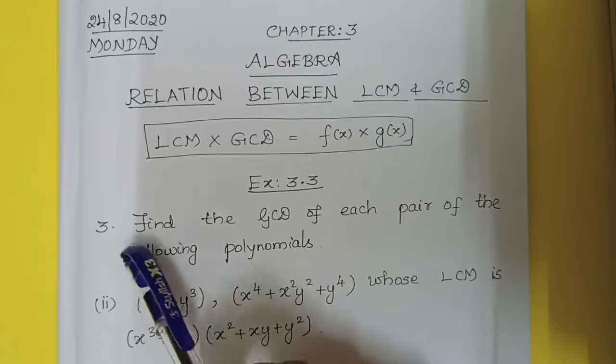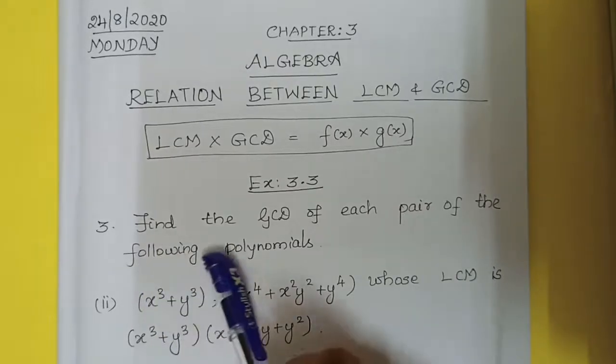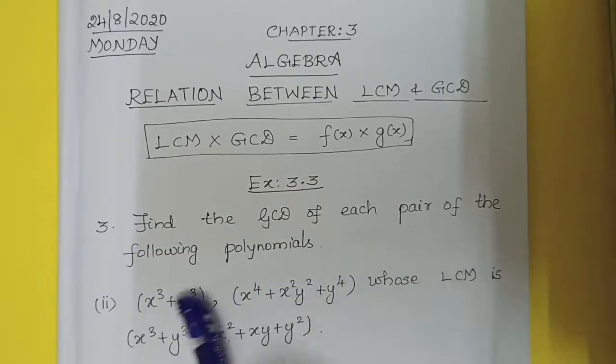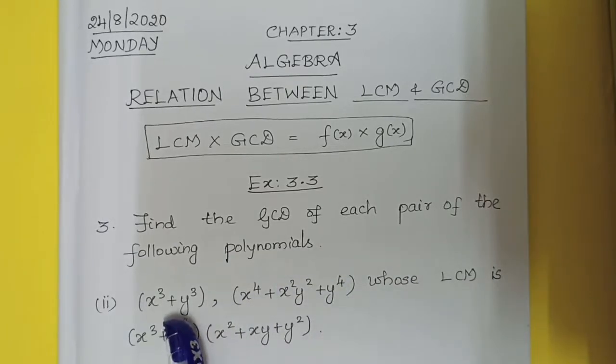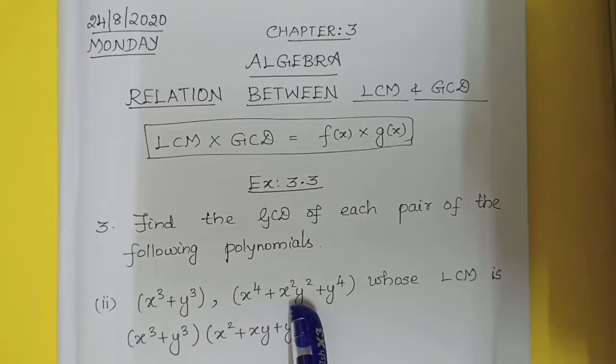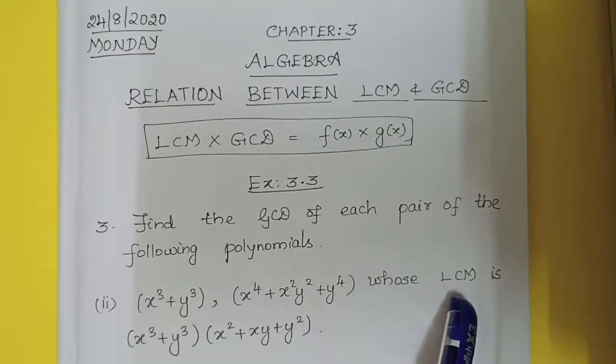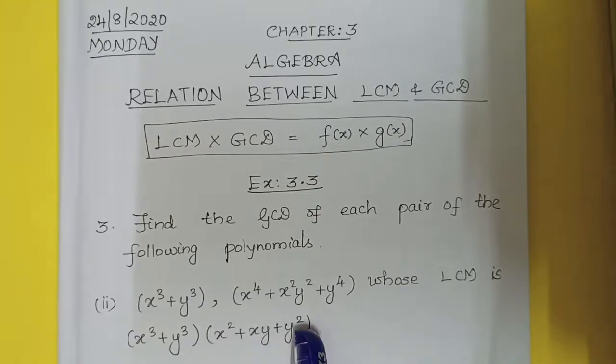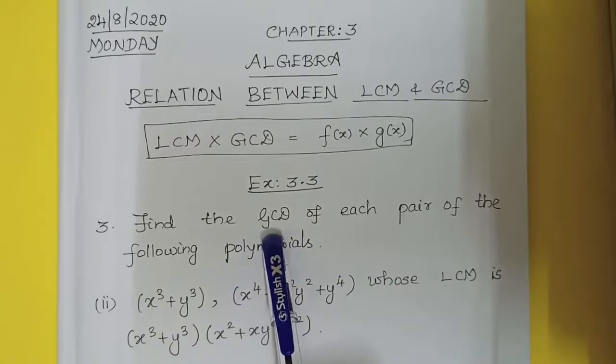Now third question, second part. Find the GCD of each pair of the following polynomials. Let us take this as the first polynomial and this as the second polynomial, and the LCM is also given as one more polynomial. We need to find the GCD. Shall we do this?